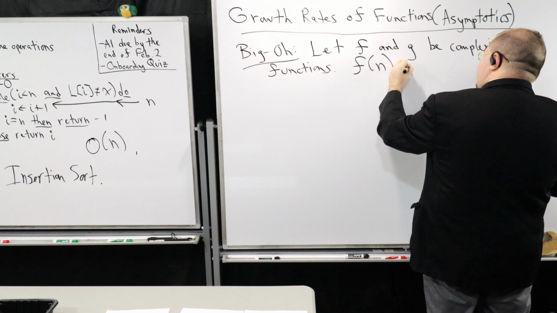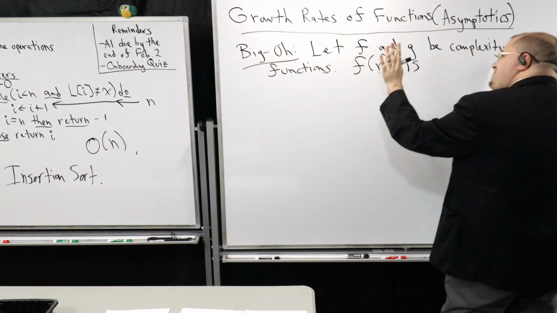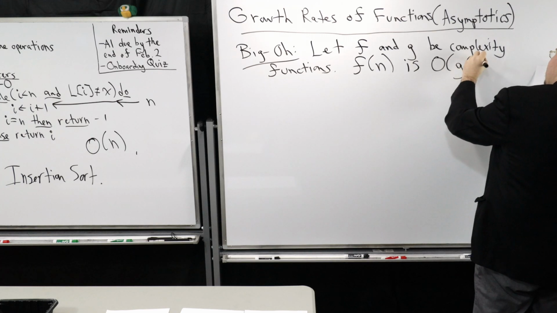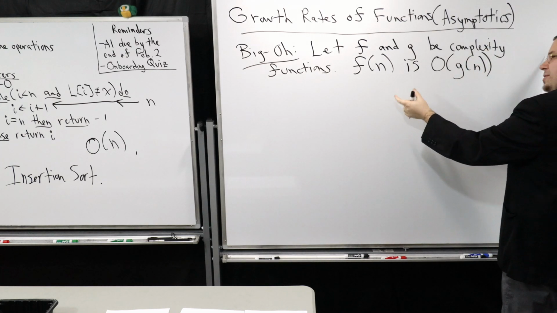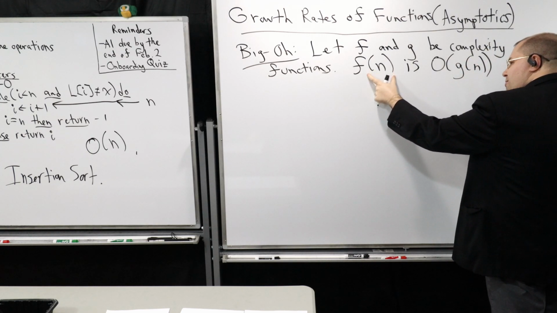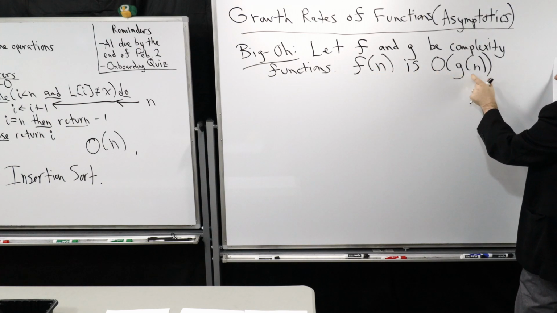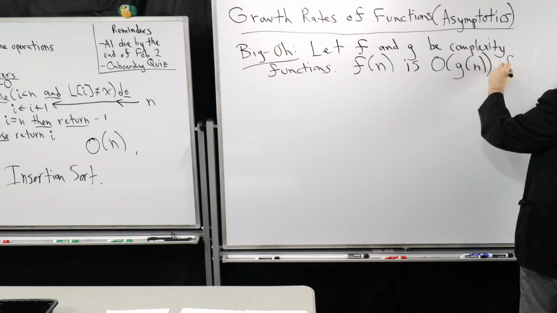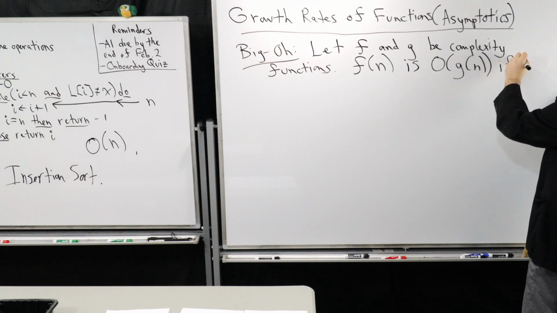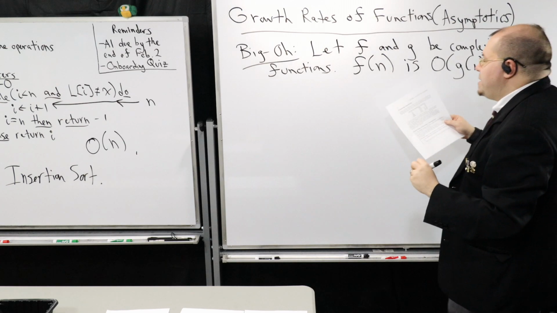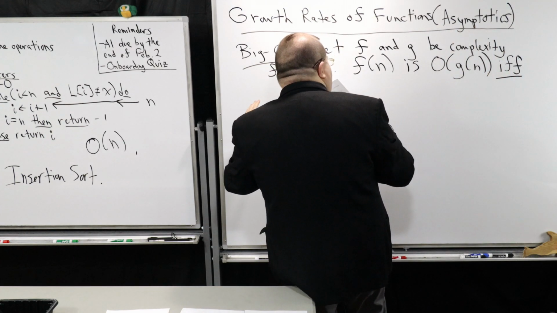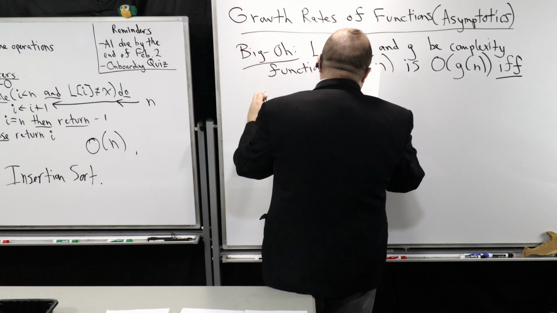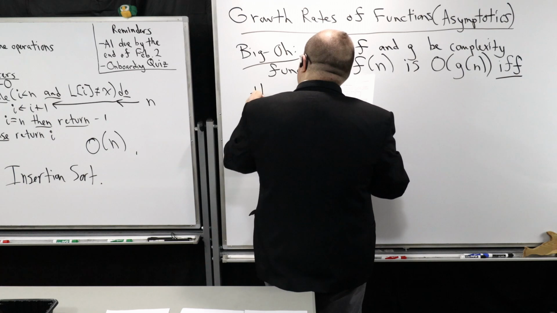So I'm going to say f of n. Sorry, f is big O of g. So very often the reason why I say this is because often I will not say this part. So f is big O of g if and only if, so it means whatever I write after this is going to be equivalent to me saying f is big O of g. If and only if there exists.